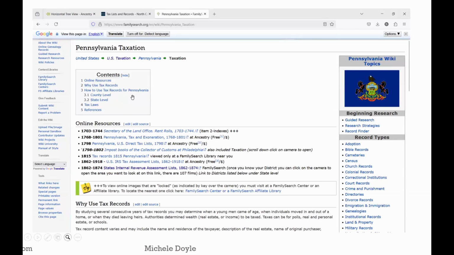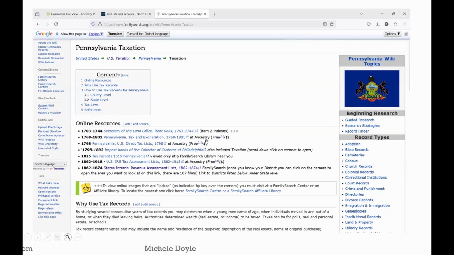I didn't put the whole thing on it, but it talks about online resources. There's a couple paragraphs on why you're going to use them. There's some how to use them at a county level, at a state level. There's a section on what some of the laws might be, and then there's references, like where did this information come from? So as you can see up top, online resources, there's a lot of them.